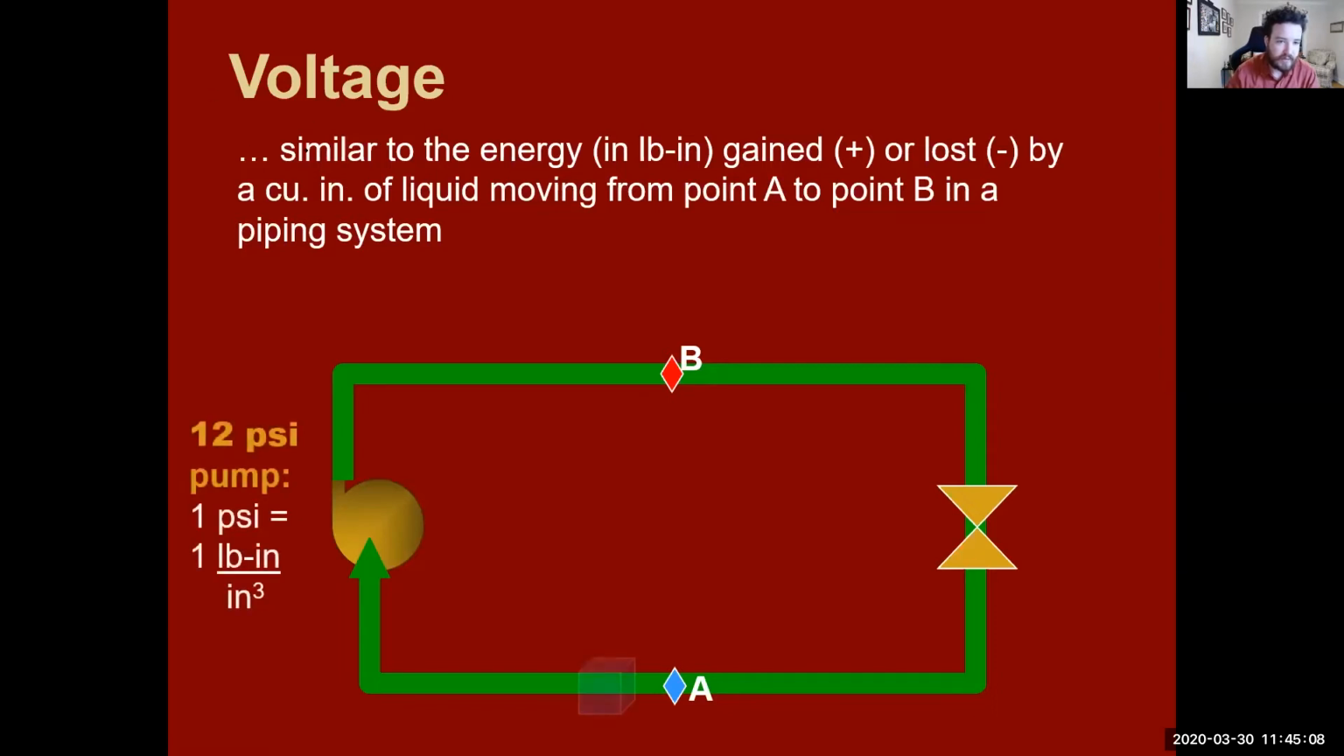So voltage is similar to the energy in pounds per inch gained or lost by a cubic inch of liquid moving from point A to point B in a piping system. So if we have a 12 psi pump on one side, where 1 psi is equal to 1 pound per inch over inch cubed.